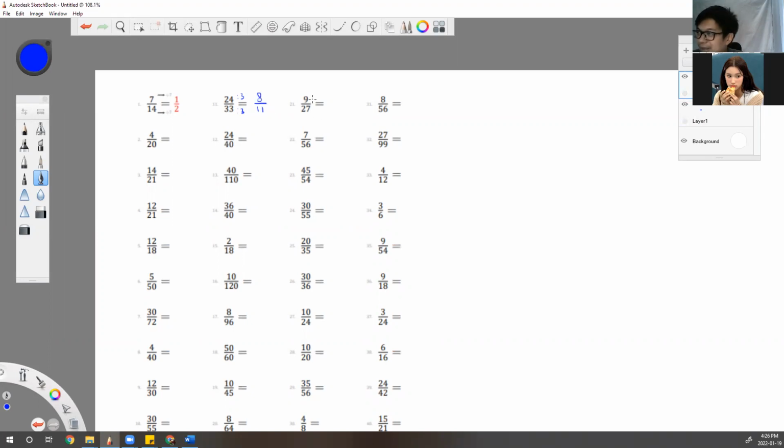How about this? 9 over 27. I divide by 3, I divide by 3. 9 divided by 3 is 3. 27 divided by 3 is 9. But again, you can go further, right? You can simplify further. I want to divide by 3, divide by 3. So the answer is 1 over 3. And circle the number. Get the idea, Rachel? Do you know how to do this?